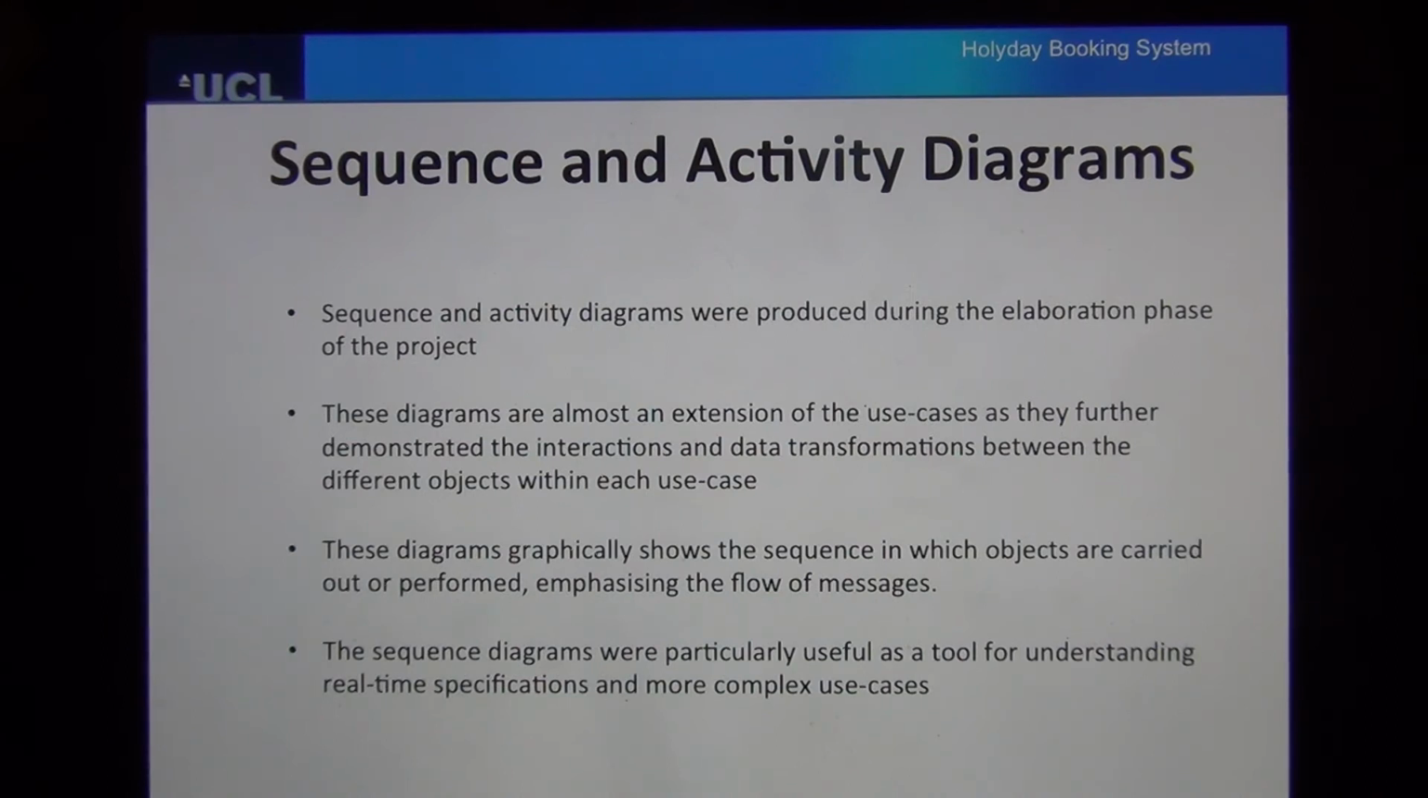We next produced sequence and activity diagrams. These were produced during the initial preparation stages of the project. The diagrams are almost an extension of the use cases, as they further demonstrate the interactions and data transformations between different objects within each use case. These diagrams graphically show the sequence in which objects are carried out or performed, emphasizing the flow of messages.